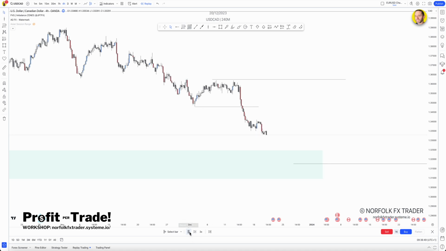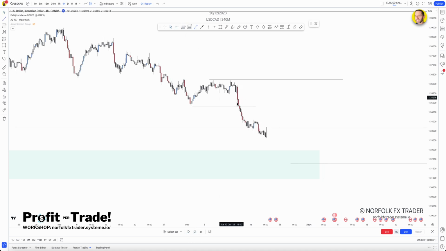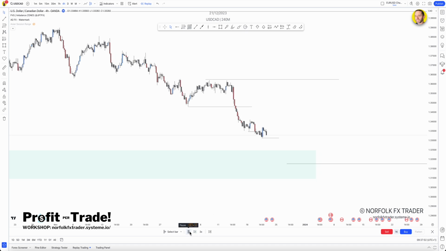Now within this move down, this is where you can start to read internal structures. So we have an internal break to downside, a pullback, looking for the next break to downside again. This is how you start to read those internal structures.